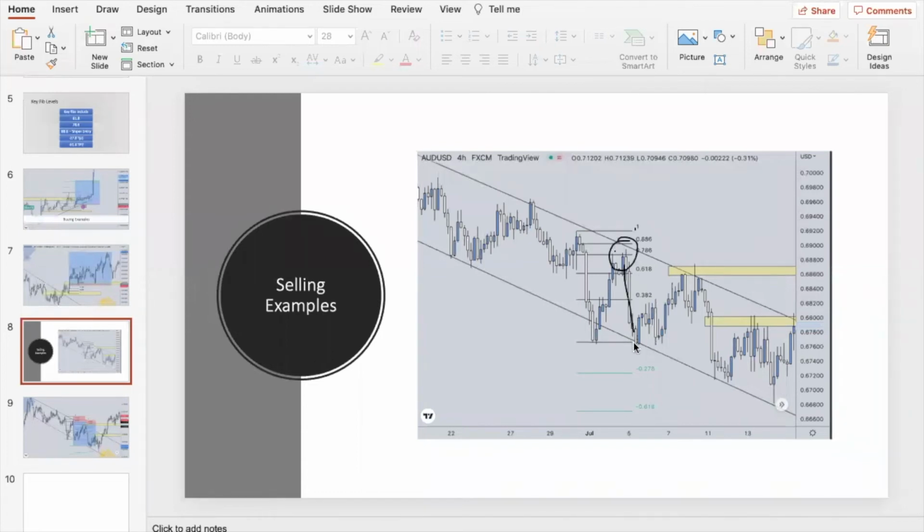And look here, a lower low. What are we expecting? A pullback, a retracement to a potential key fib level. So I draw my fib from the top to the bottom to potentially catch this setup. Let's see what happens.